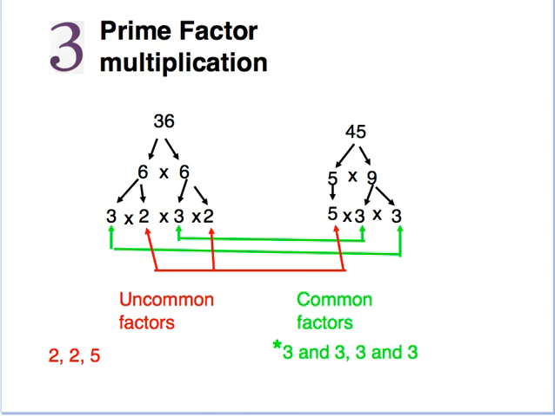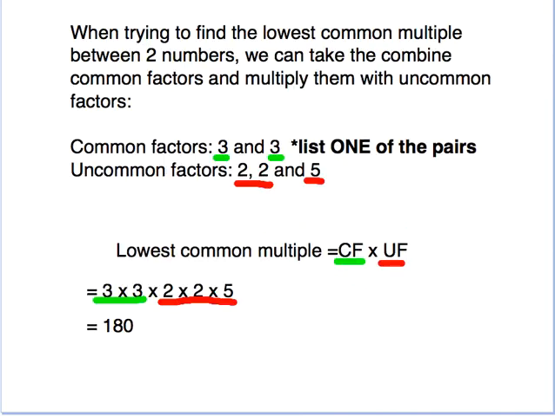The last method of doing this is prime factor multiplication, which technically is the exact same thing as the Venn diagram. However, what you do is you break down your numbers into their prime factors, and when you're done that, you take a look at their uncommon factors and their common factors, and you're going to multiply them together. However, if they have ones in common, you're only going to use that once, rather than using it twice.